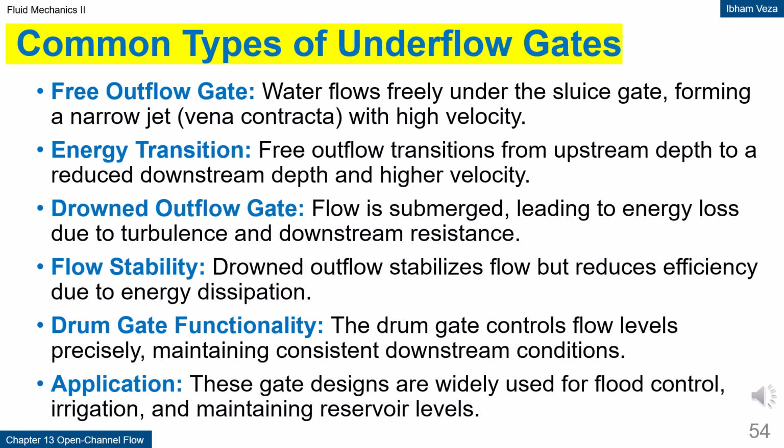Common types of underflow gates. There are two main conditions, namely free outflow and drowned outflow under a gate. In free outflow, a narrow, high-velocity jet called a vena contracta is formed. In drowned outflow, turbulence and downstream resistance cause greater energy losses. Although more stable, the drowned condition has lower efficiency. Various types of gates, including drum gates, are used to control these conditions in practice.